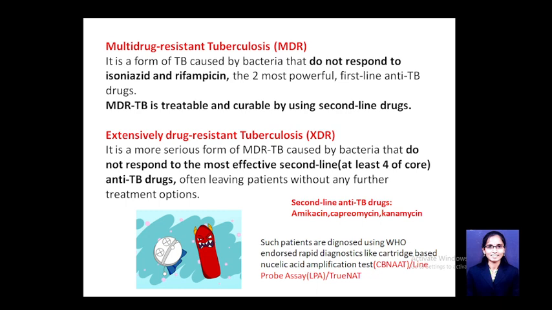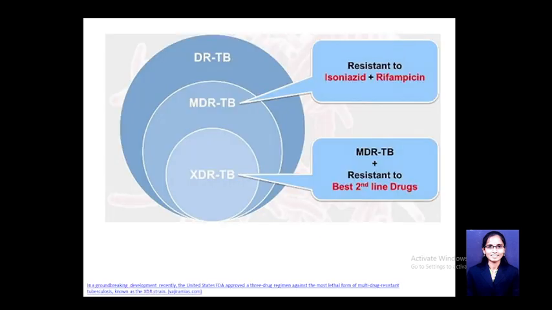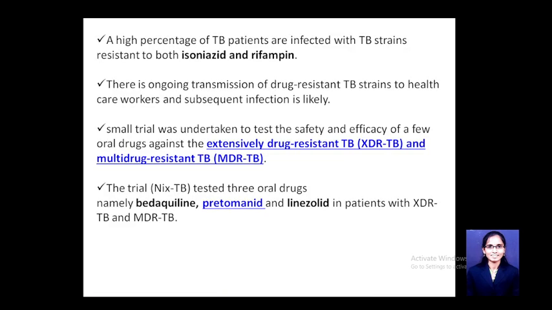If the patient is suffering from XDR TB, then such patients are diagnosed using a WHO rapid diagnostic test, that is a cartridge based nucleic acid amplification test, or line probe assay, or through NAT. This is a chart which shows how this bacteria is adapting to become more and more drug resistant. A high percentage of TB patients are infected with TB strains resistant to both isoniazid and rifampicin. So there will be transmission of drug resistant TB to healthcare workers, and subsequent infection is likely to occur.